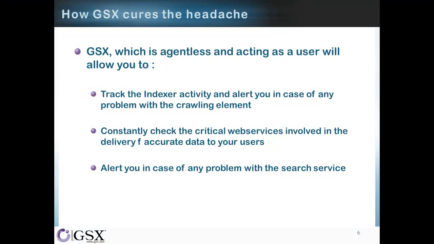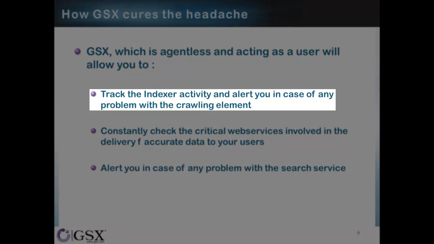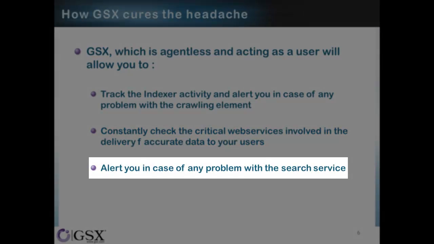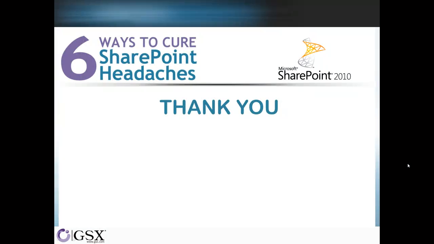To sum up briefly what we just viewed, GSX, which is agentless and acting as a user, will allow you to track the indexer activity and alert you in case of any problems with the crawling element. Constantly check the critical web services involved in the delivery of accurate data to your users, and alert you in the case of any issues with the search service. Thank you for your time.